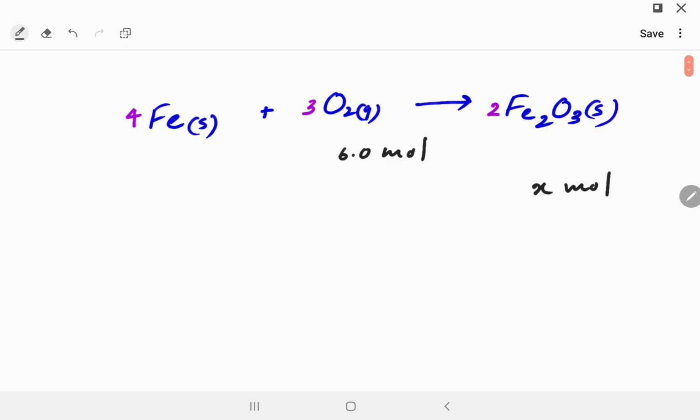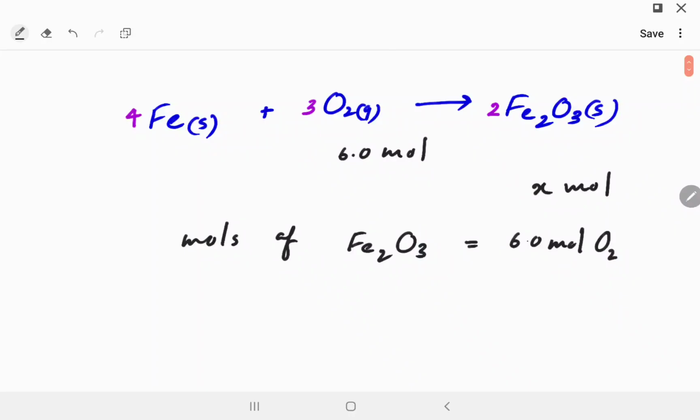So we need to calculate how many moles of Fe2O3 you can get. This is what you need to calculate. You will start with what you know. What you have is 6.0 moles of oxygen.